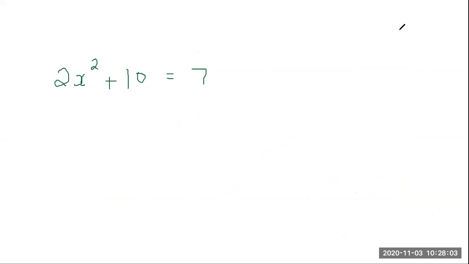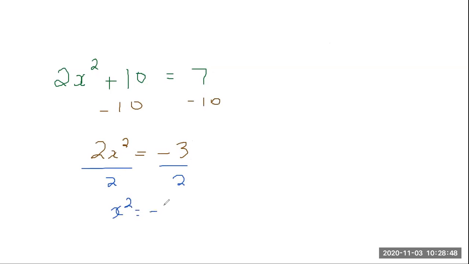All right, last example. Just like any other problem we'll be solving, I do the additive inverse. So I minus 10 on both sides, right? Which gives me 2x squared is equal to -3. And then now I have to do the multiplicative inverse. Divide both sides by 2. So x squared is equal to -3/2.